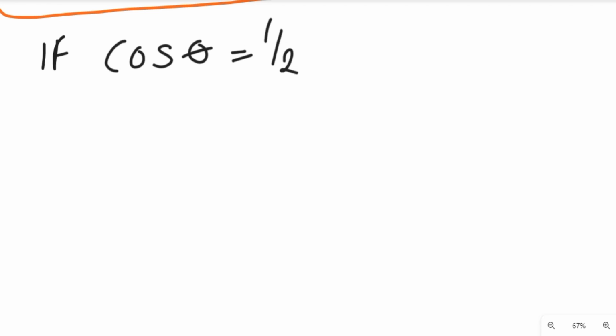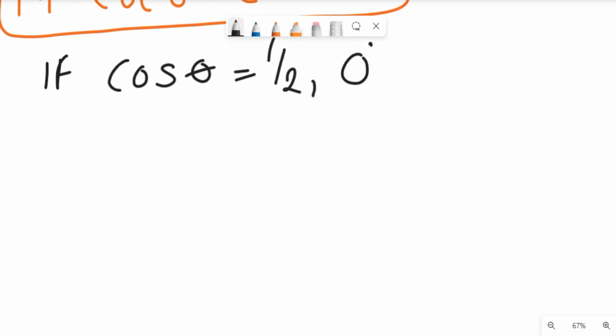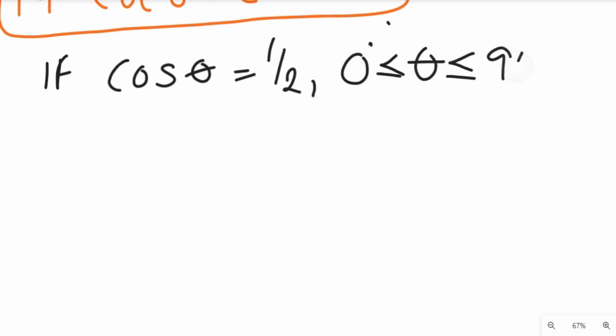Now assume you are given a question, and in that question you are told that cos theta is equal to 1 divided by 2, and they gave you the condition that 0 degrees is less than or equal to theta, and theta is less than or equal to 90 degrees. So that means the range of the angle must be between 0 and 90 degrees.